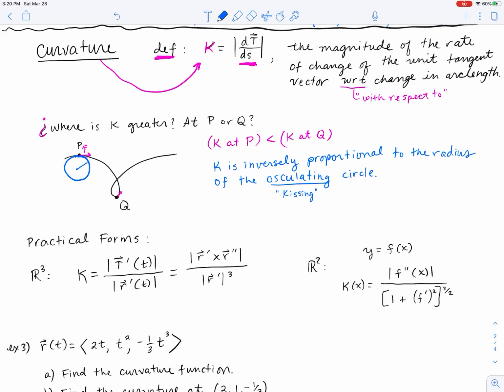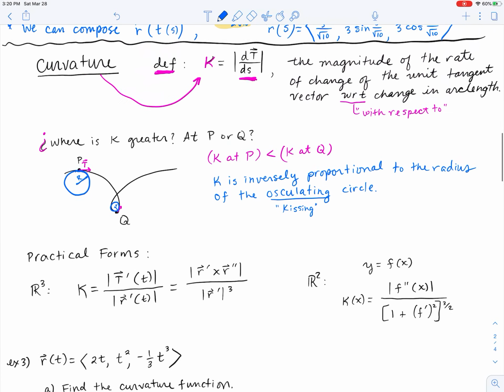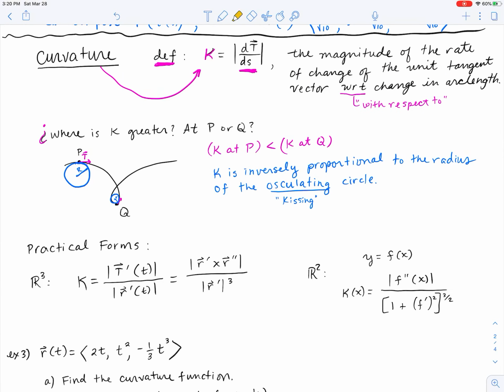So here our radius is, I'll call it capital R. And the osculating circle over here at Q, we'll call that little r. So the larger the radius of the osculating circle, since you have this inverse proportionality, the smaller the curvature. And that's exactly what we'd expect when it comes to measuring curvature.